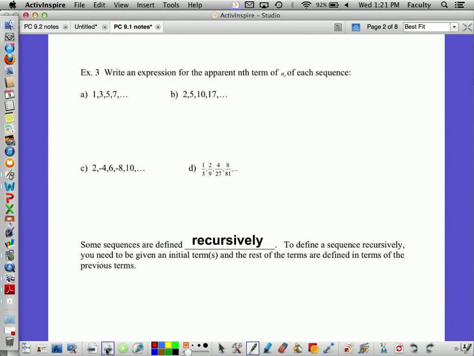It says, write an expression for the apparent nth term of a sub n. So what I'm asking you is to come up with a sub n equals something that has an n in it. So there should be some sort of pattern, and the more experience you get with this, the easier it is. And for some of you, you are going to absolutely love doing these. You're going to think it's like a puzzle and you're trying to figure it out. For others of you, you're going to be very, very frustrated. But we need to work to the point where we can all do this.